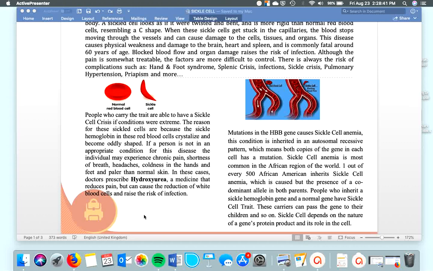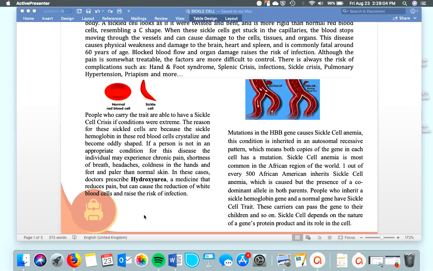The reason for these sickled cells are because the hemoglobin in the red blood cells crystallize and become misshapen. If a person is not in the appropriate condition for this disease, the individual may experience chronic pain, shortness of breath, headaches, coldness in the hand and feet, and paler than normal skin.